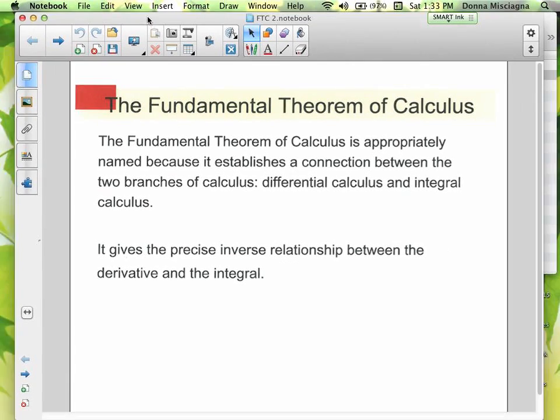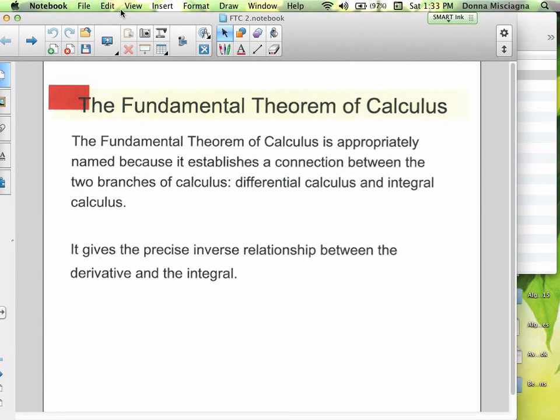Right, so the fundamental theorem of calculus is appropriately named because it establishes a connection between the two branches of calculus, differential calculus and integral calculus. And it gives the precise inverse relationship between the derivative and the integral.